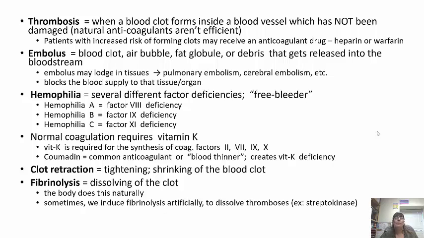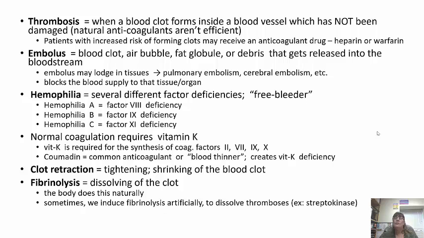Normal coagulation also requires vitamin K, because vitamin K is used to synthesize factors 2, 7, 9, and 10. So if you don't have enough vitamin K, you are not going to make these coagulation factors. Coumadin is a common anticoagulant, or blood thinner as we call it, and basically what it does is it creates a vitamin K deficiency on purpose.